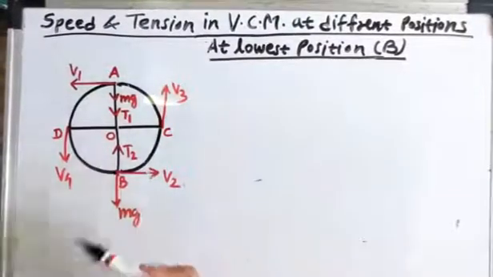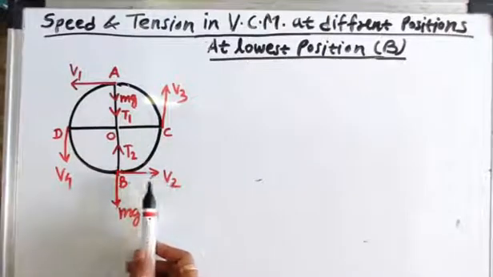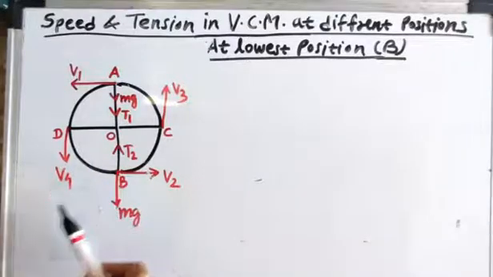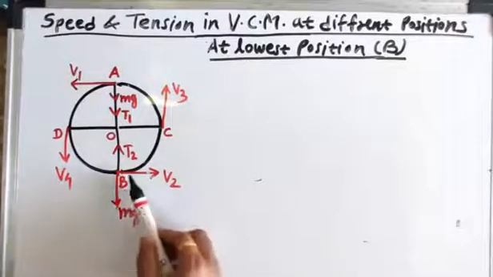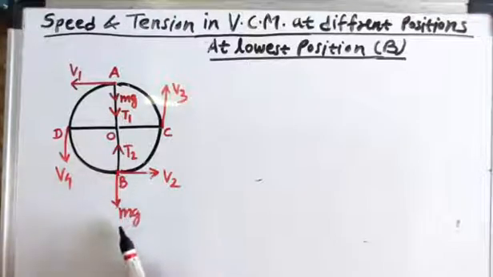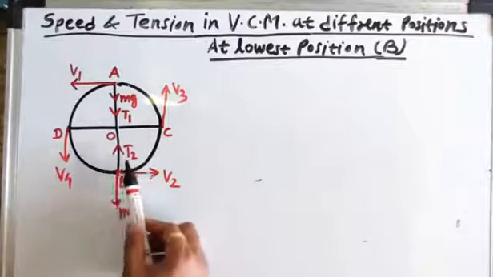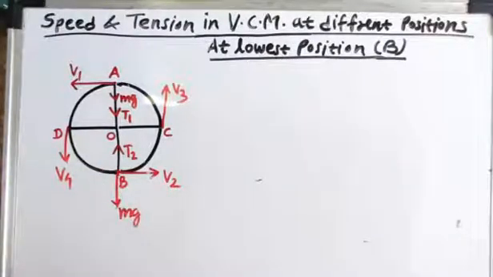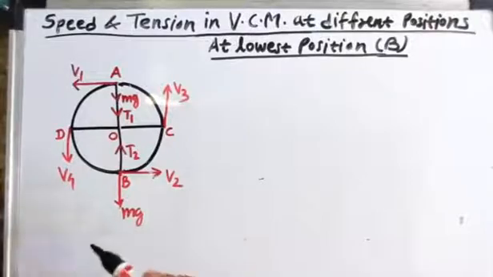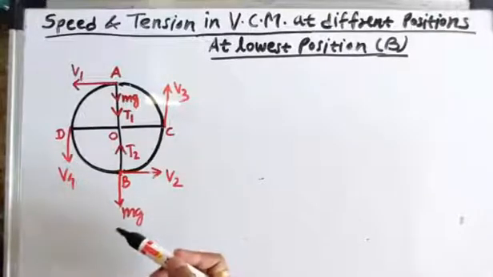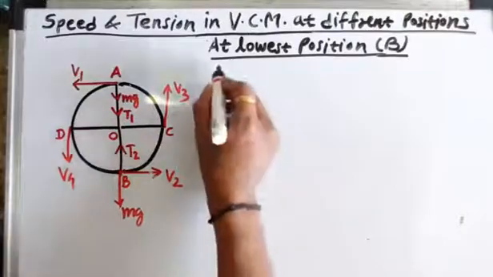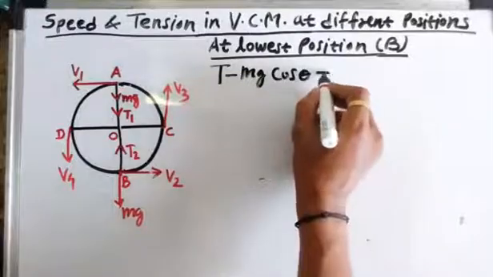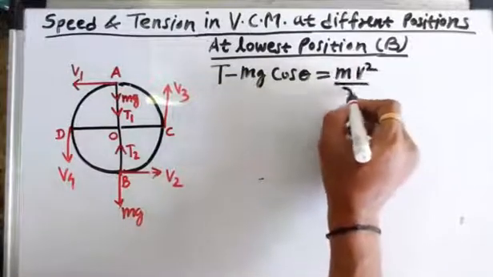Now at the lowest position B, we have assumed that V2 is the linear speed at point B and T2 is the tension in the string. At point B, the weight of the particle, mg, acts vertically downwards, and tension T2 in the string is directed towards the center of the circular path. As we know, the resultant force acting on the particle performing VCM at any position is given by the equation T minus mg cos theta equals mv square by r.